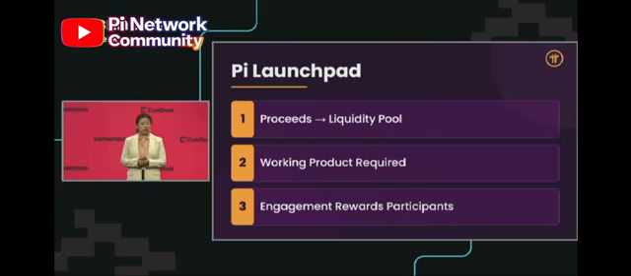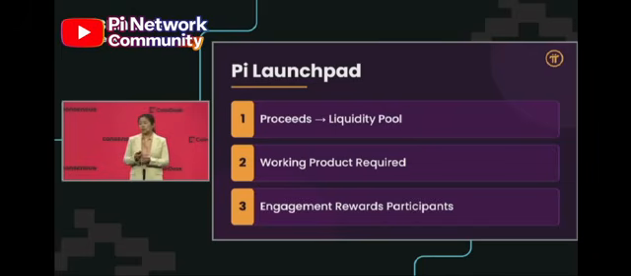Pi is a layer 1 blockchain, and ecosystem tokens are tokens on top of that. Despite the name, Pi Launchpad differs very much from the traditional launchpads on other crypto networks, in three distinctive characteristics. First, the proceeds committed by participants in Pi will not be transferred to the project party. They will be permanently, irreversibly deposited into a liquidity pool. Not only does this address the root of the quick exit problem, but it also helps provide a healthy and stable start for the token.